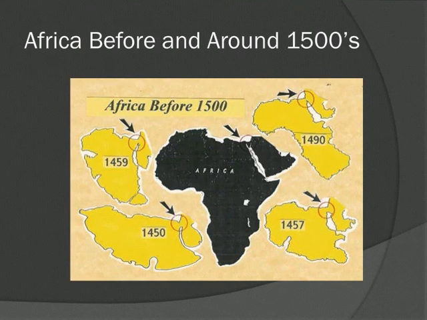Okay, so in this PowerPoint we're going to be discussing Africa before and around 1500. As you can see from these maps, about 1450 is when Europeans really started coming into Africa, and you could tell how quickly the map changed. This is a very quick pace of changing a map from what they thought it looked like to what it actually was, and it didn't take them long.